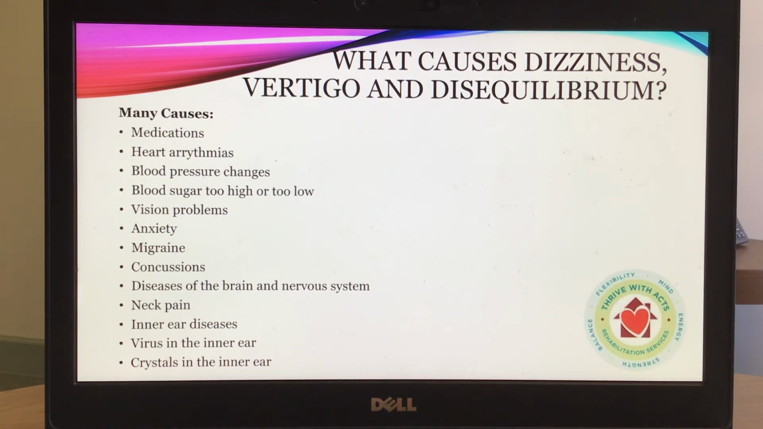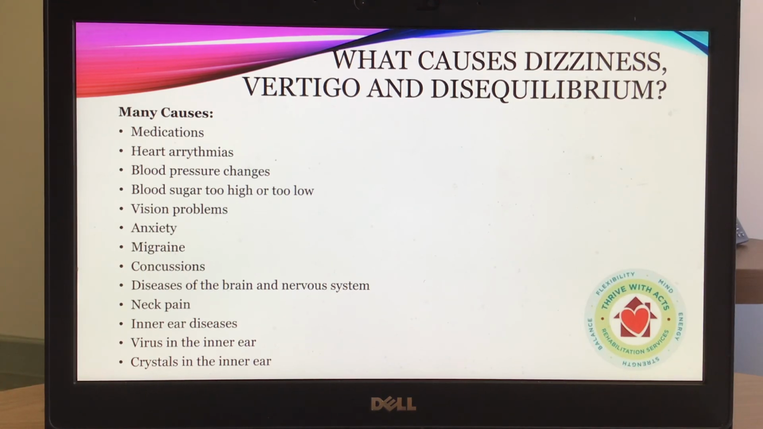So medications, heart arrhythmias, blood pressure changes, your blood sugar being too high or too low, vision problems, anxiety, migraines, concussion, disease of the brain and nervous system, neck pain, inner ear diseases, virus in the inner ear, and crystals in the inner ear. We're going to focus on the last two because these are the things that many people don't know that rehab can really actually help with. So viruses in the inner ear and crystals in the inner ear.